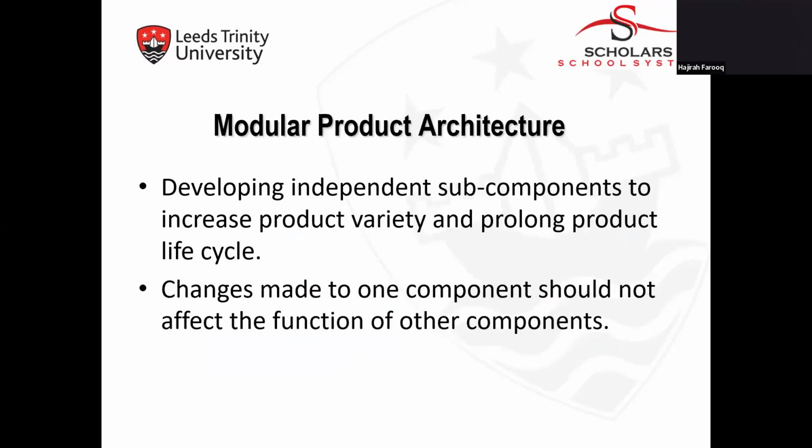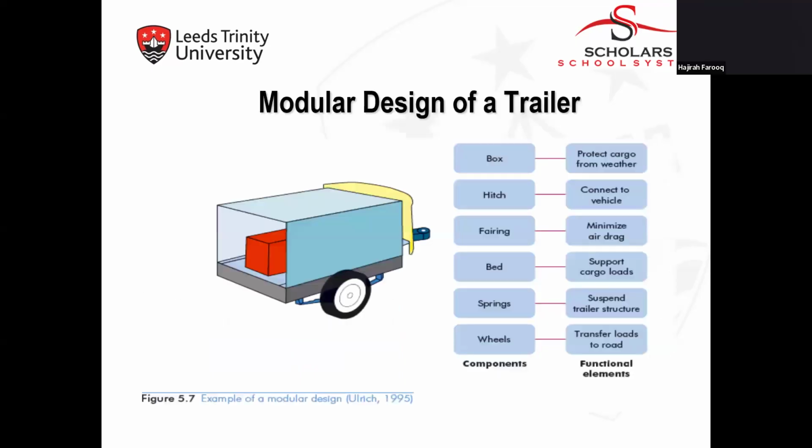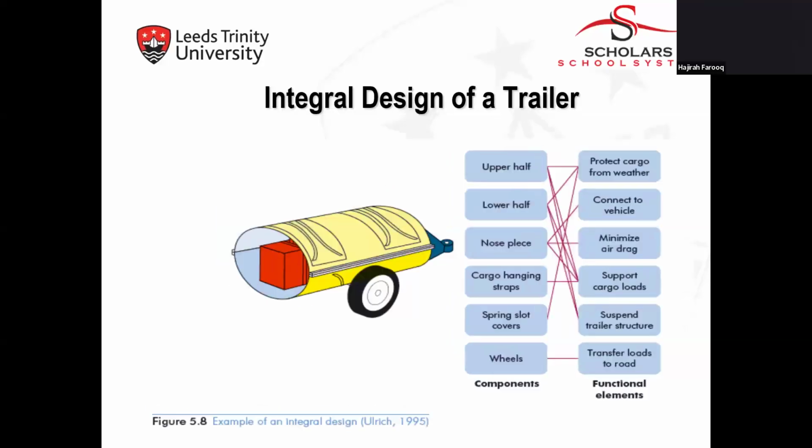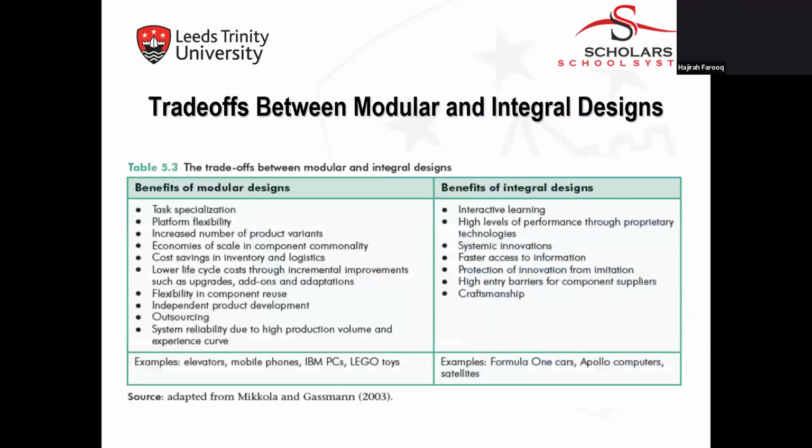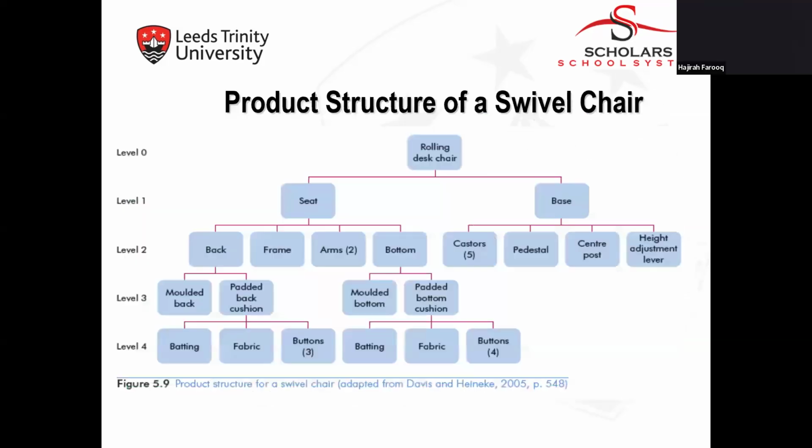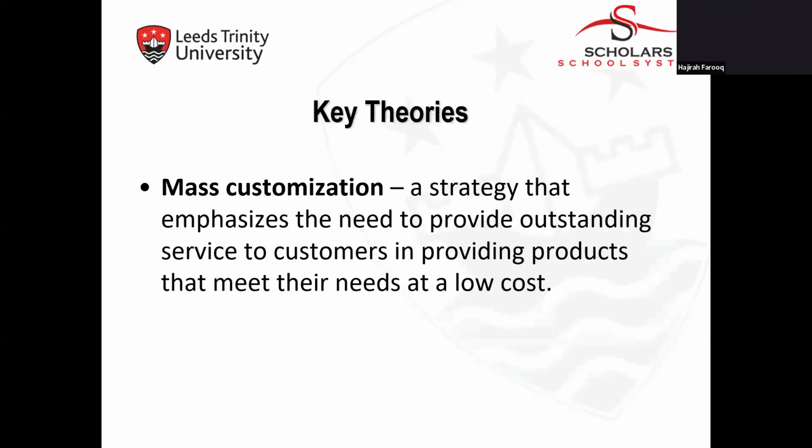Then we discussed the modular product architecture, which is developing independent subcomponents to increase product variety and prolong product life cycle, and where the changes are made to one component and it should not affect the function of the other components. This is, for example, an example of the modular design of a trailer. And then we discussed the integral design of a trailer. And then we also discussed some trade-offs between modular and integral designs. Then we discussed the product structure of swivel chair. This is a diagram that we used to discuss that.